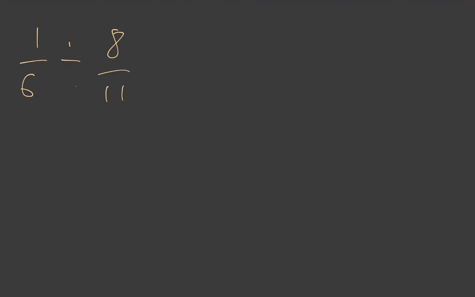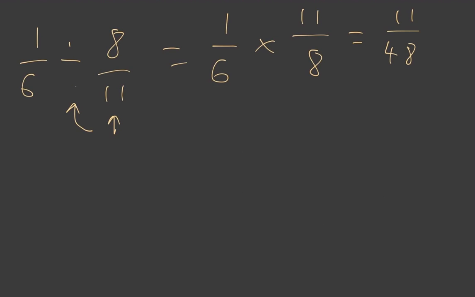What we have to do when we divide fractions is we must flip the fraction on the right hand side, flip it around, and when we do this we must change the sign from a division to a multiplication. So what this looks like is 1 over 6 times, because we changed the sign from division to multiplication, 11 over 8 because we flipped this fraction. So then what we will have is 11 over 48, which can't be simplified down.